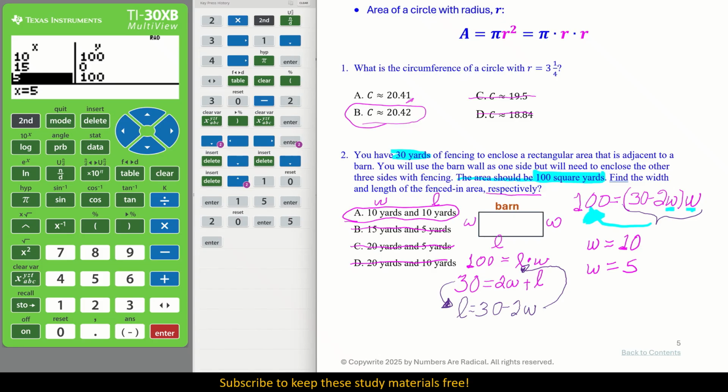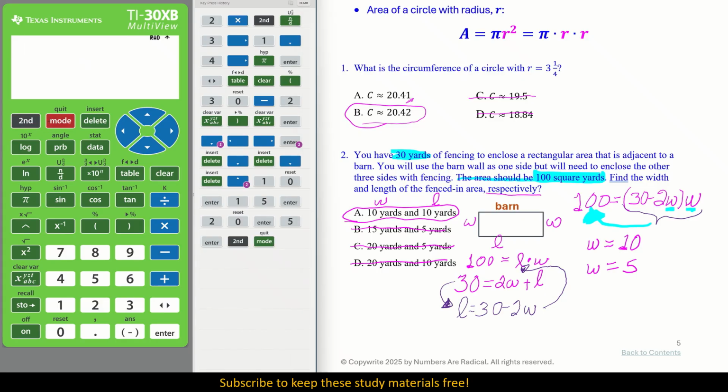Now, how do you test this 5? Well, 5 times 20 is valid if it were a width. We would put it back in our perimeter. So let me back out of all this. Second mode to back out. I am going to see what my length actually needs to be. So let's take 5 and put it right here.